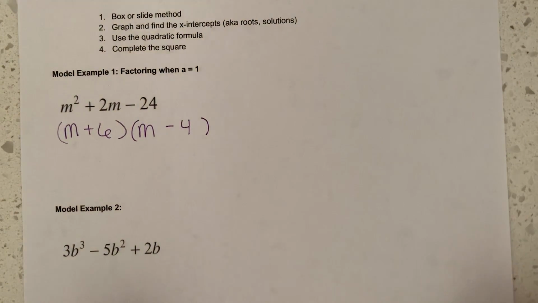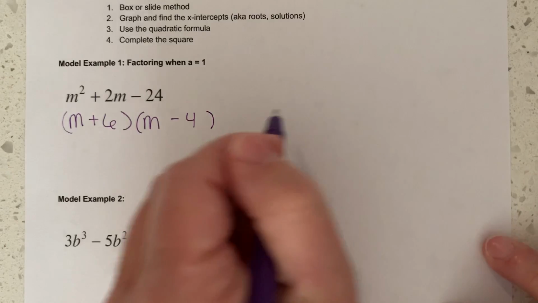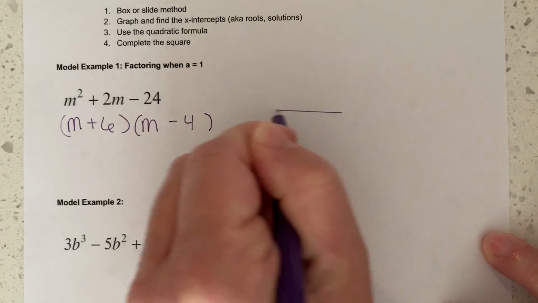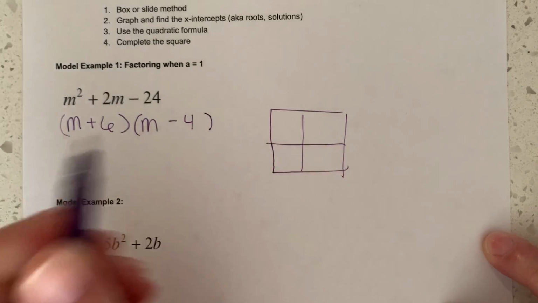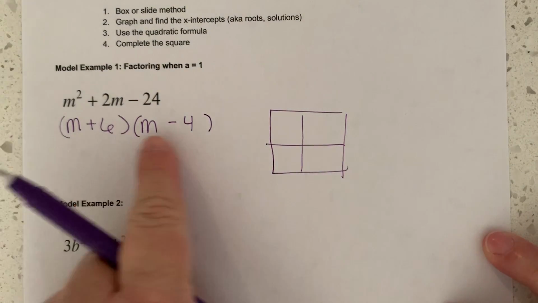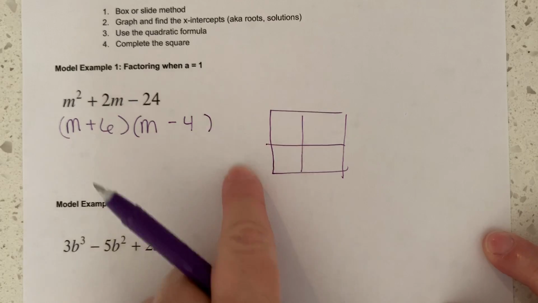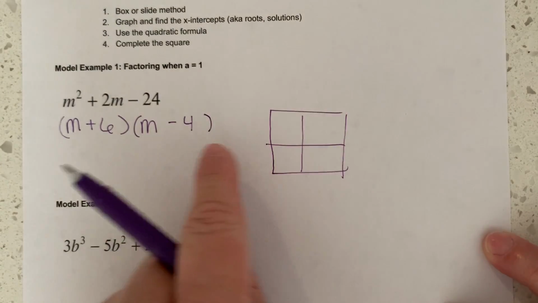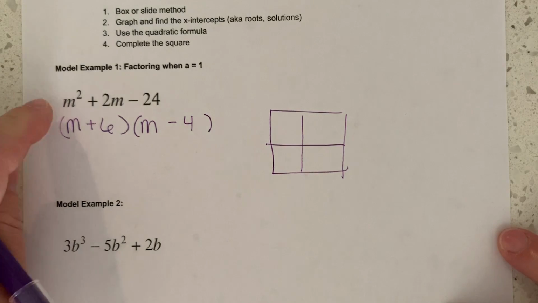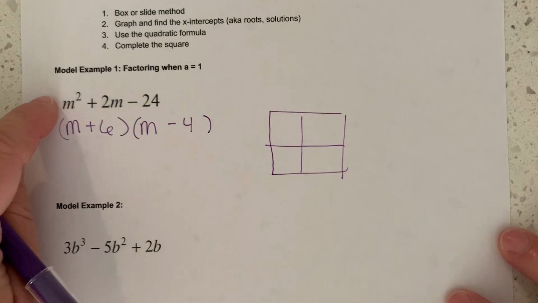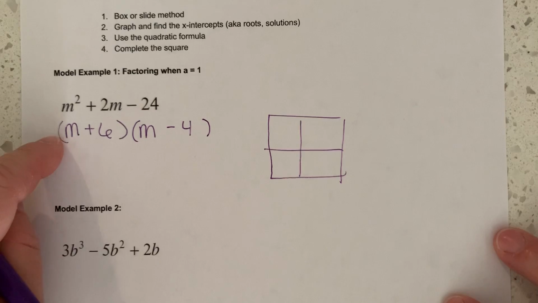Now, what if you don't like that method? What if you prefer the box method? So what is the box method? Remember, that's working backwards. We usually put this down one side and this across, and we can work to get the original equation. So it's a good way to check your answer. But you can also use the box method to get your factors.